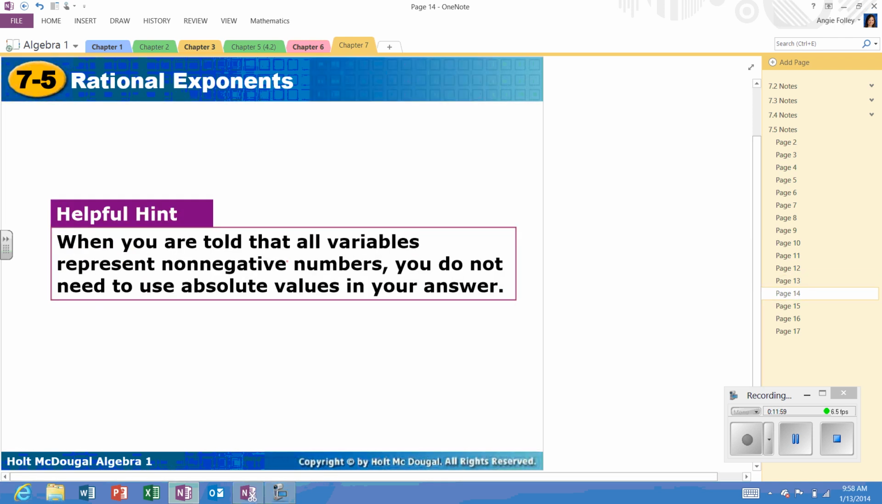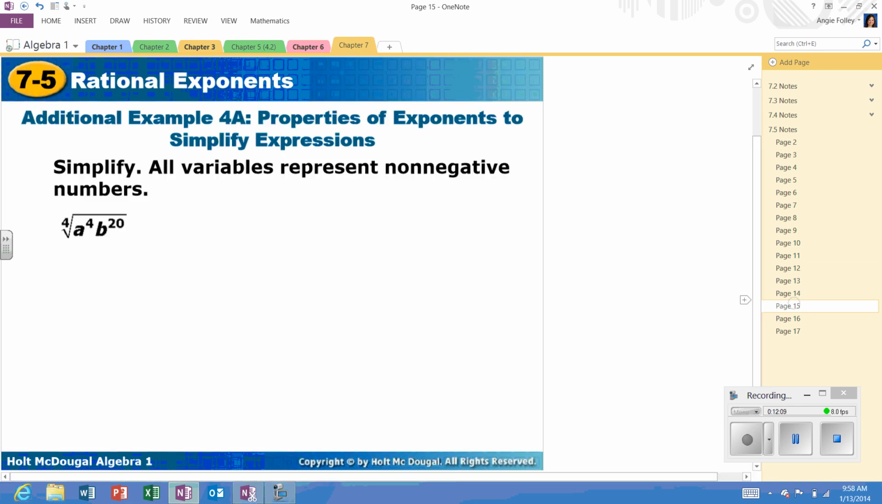Just a helpful hint, if you're told that all the variables are non-negative numbers, so if they tell you in the problem, you don't have to put the absolute value signs in your answers because they're already saying it's all non-negative numbers. So let's simplify. They're telling you all the variables represent non-negative numbers, so you don't need the absolute value sign, okay?